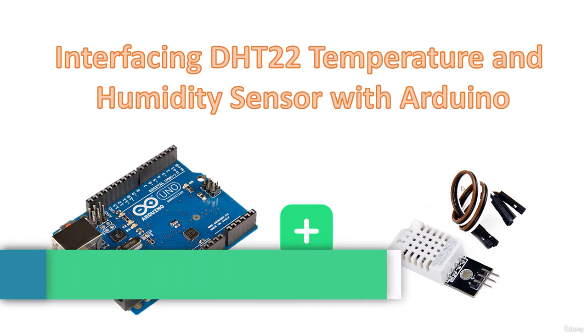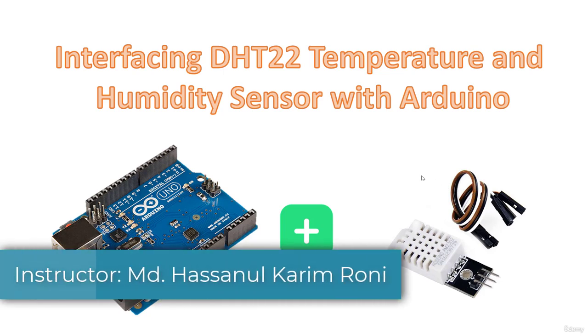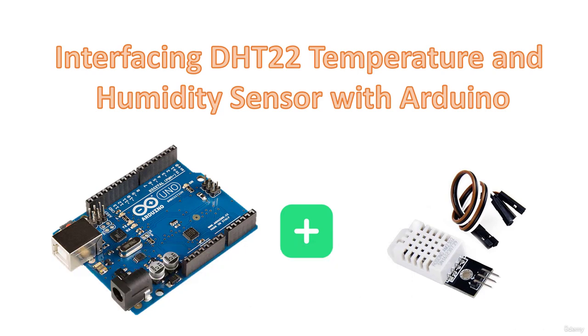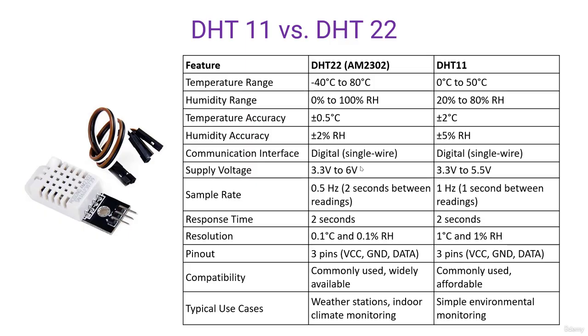Hello everyone, welcome back. In this video, we'll learn how we can do interfacing of DHT22 or DHT11 temperature and humidity sensor with Arduino. So let's get started. We have two types of DHT sensor: one is DHT11 and another one is DHT22. There are some differences between these two modules.